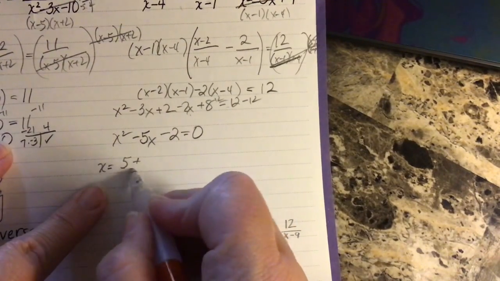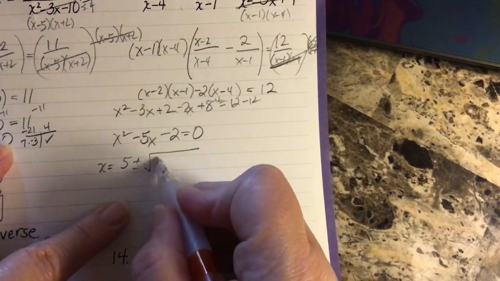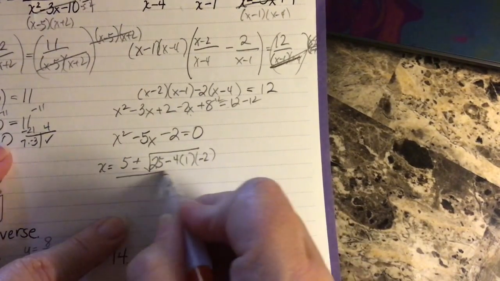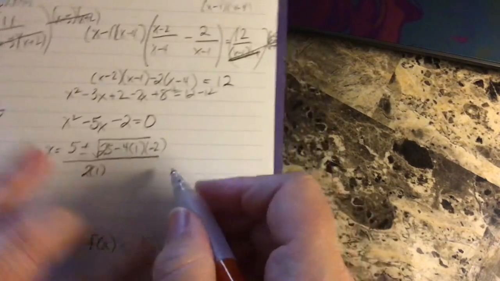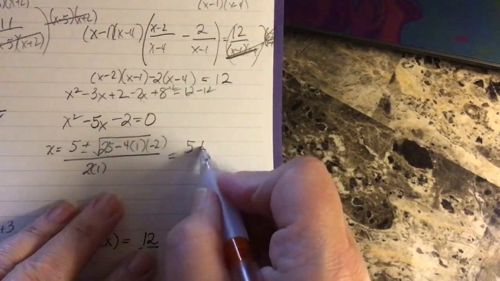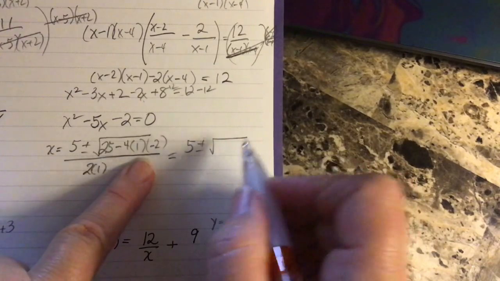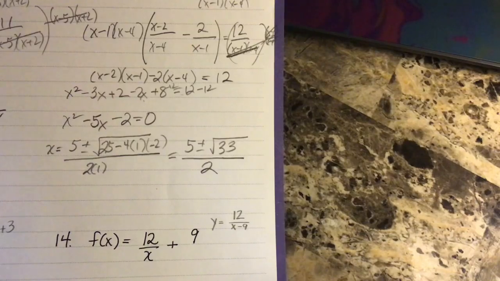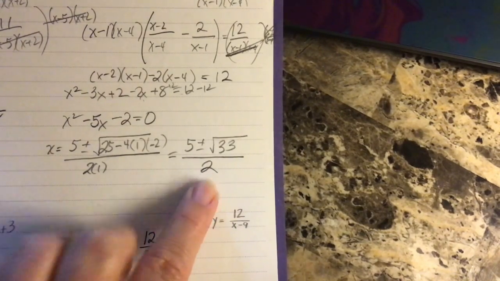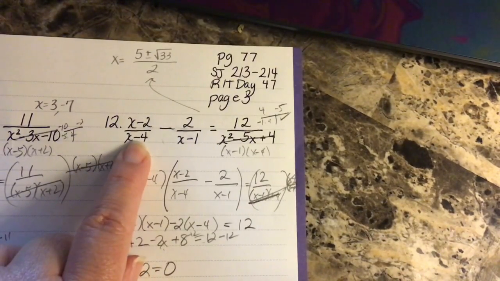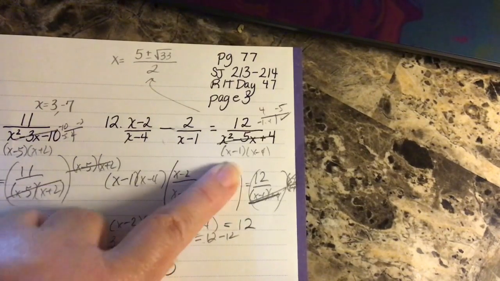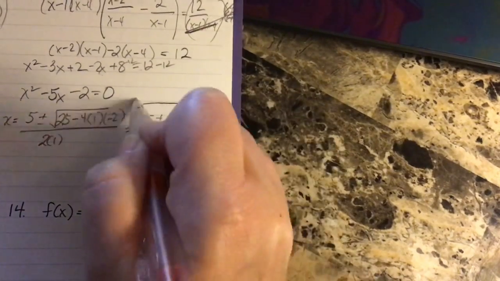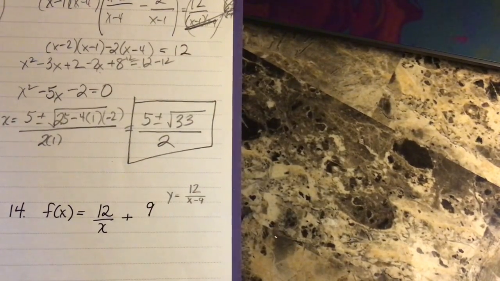Negative b plus or minus the square root of b squared minus 4 times a times c all over 2 times a. So 25 plus 8 is 33 all over 2. And as I look at that, this isn't going to be something that would make this denominator 0, this one 0, or this one 0. So then that means these are my two solutions, 5 plus the square root of 33 and 5 minus the square root of 33.